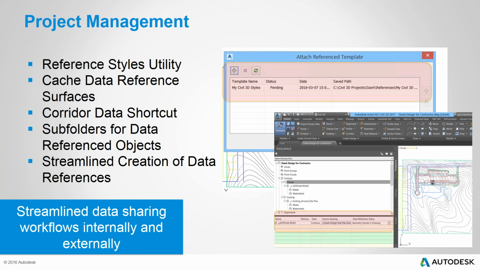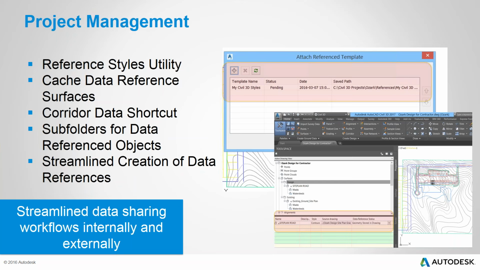Number 3, creating a corridor data shortcut and referencing it in a working drawing is now available in AutoCAD Civil 3D 2017. For those looking to do cross-sections, material and volumes reporting, corridor surface visualization in separate drawings, this is the project management workflow you've been looking for.